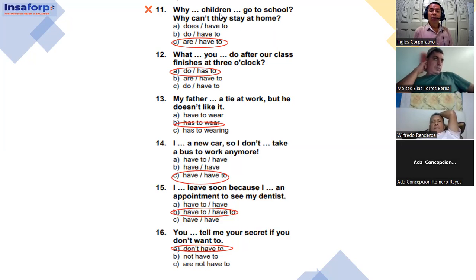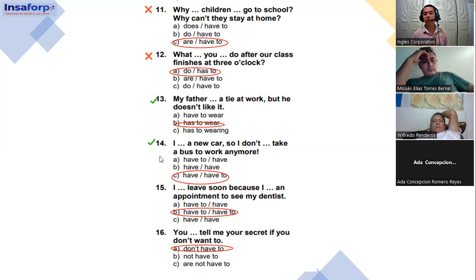Number 12. Why do you have to? Sí. What do you have to do? Right, letter C. Letter C, yes. Number 13. My father has to wear a tie. That's correct, right? Yes. Good. And I have a new car, so I don't have to take a bus. Letter C is correct. Right.